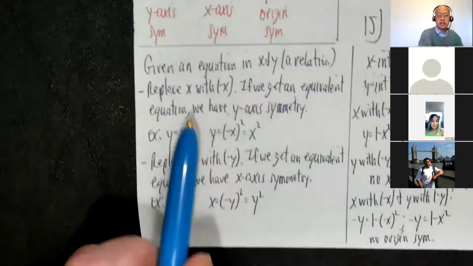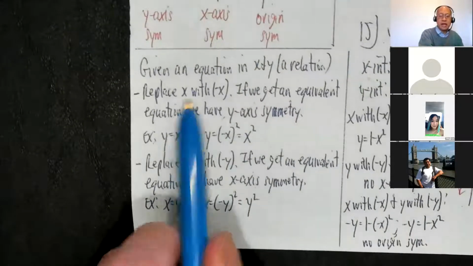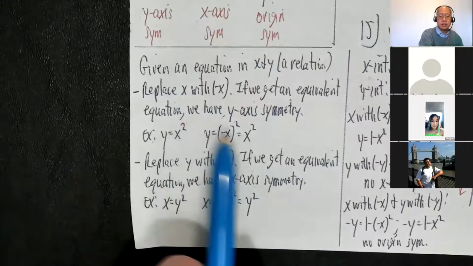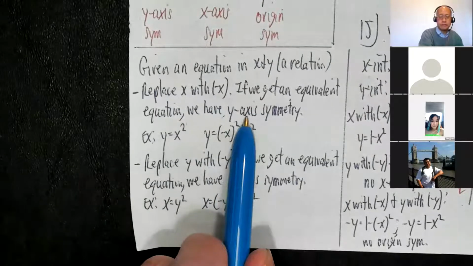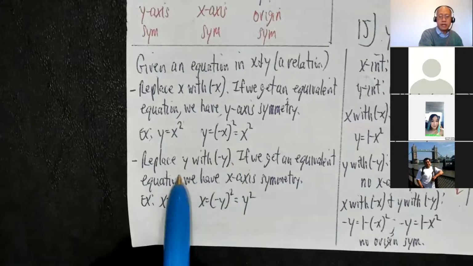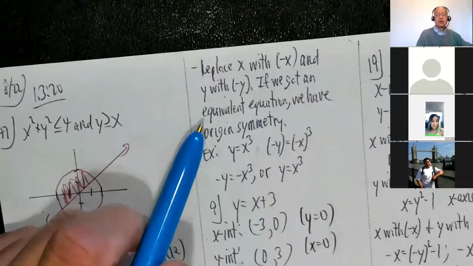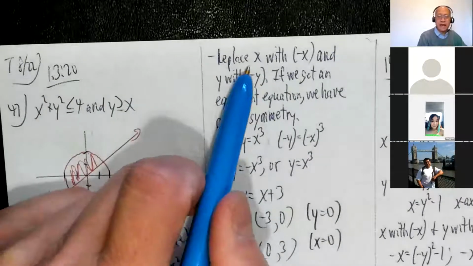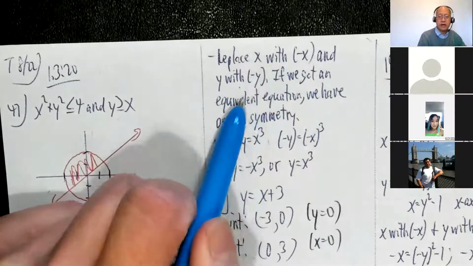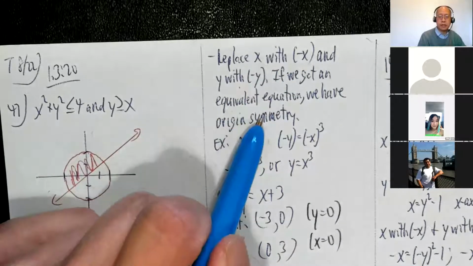So put all this in your cheat sheet. Replace x with negative x only. If you get an equivalent equation, y-axis symmetry. Replace y with negative y, get an equivalent equation, x-axis symmetry. Do both of them. Replace x with negative x and y with negative y. If we get an equivalent equation, we have origin symmetry.